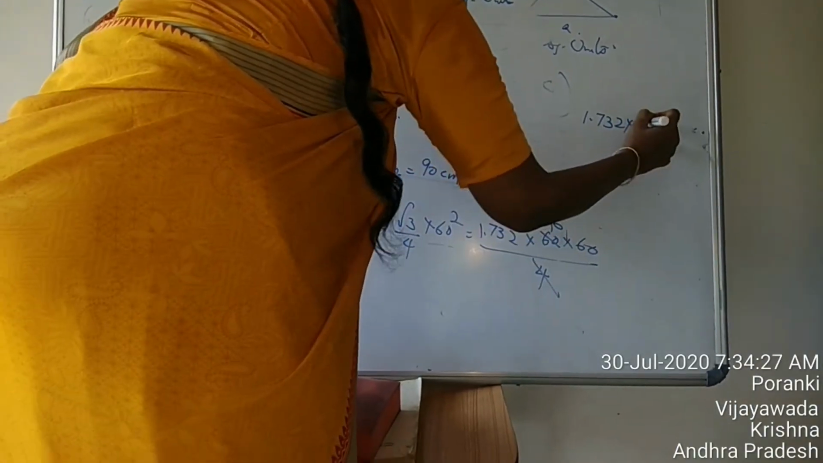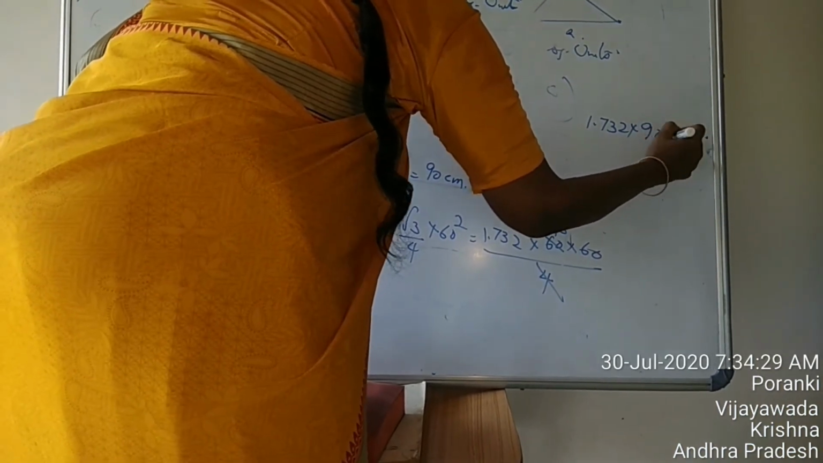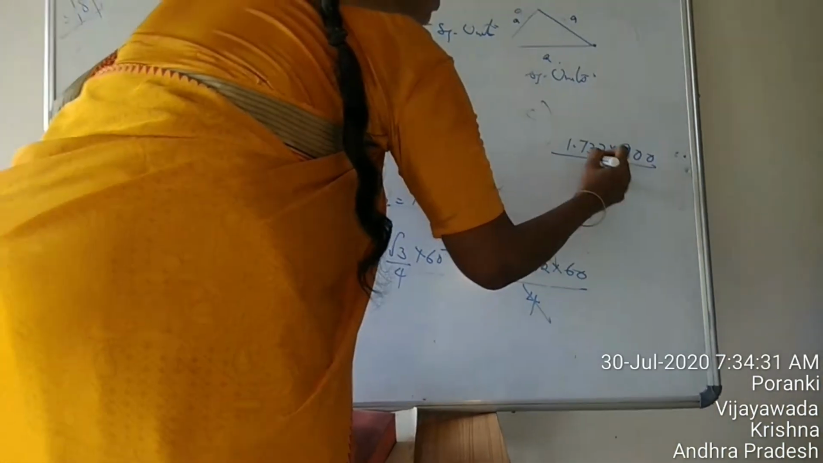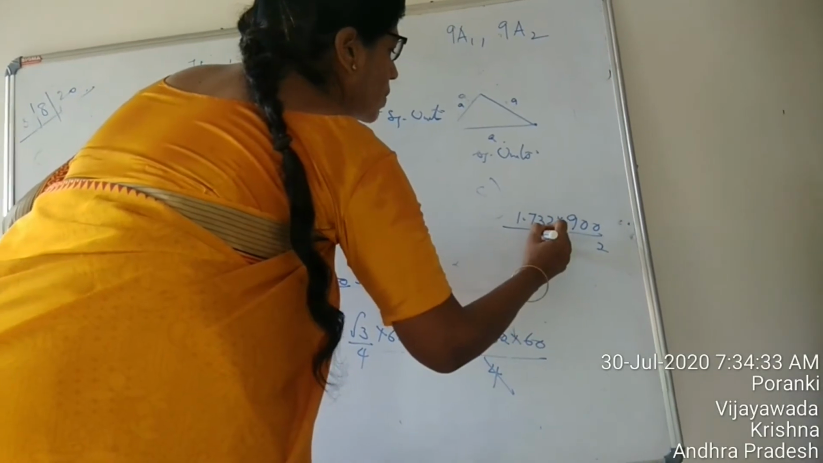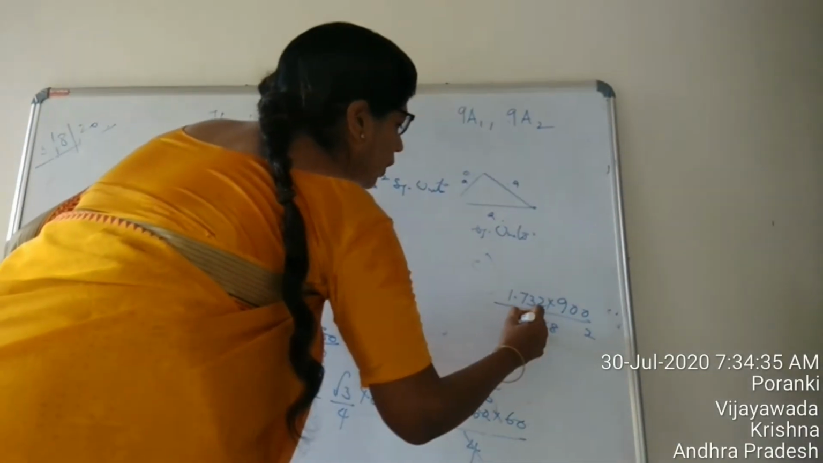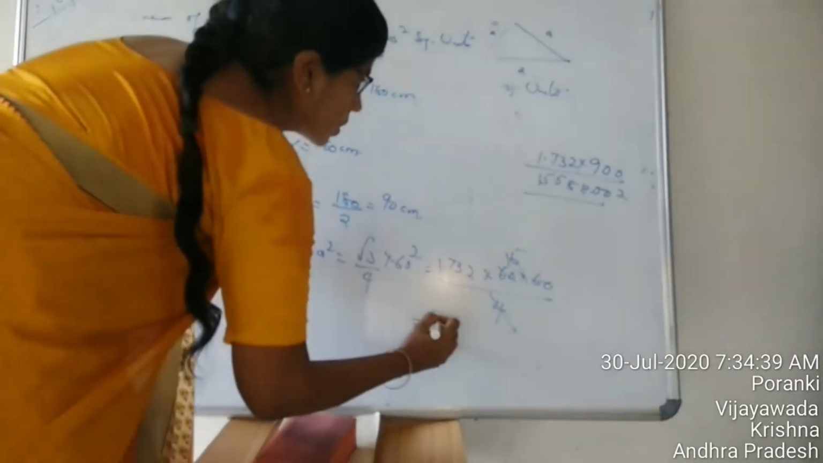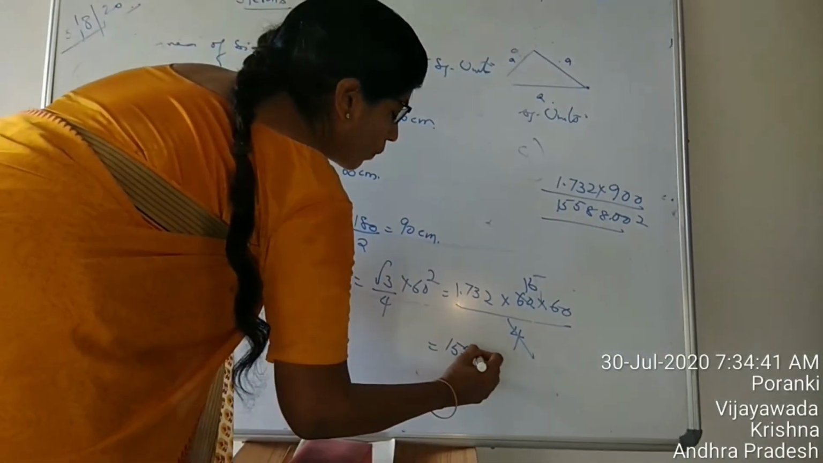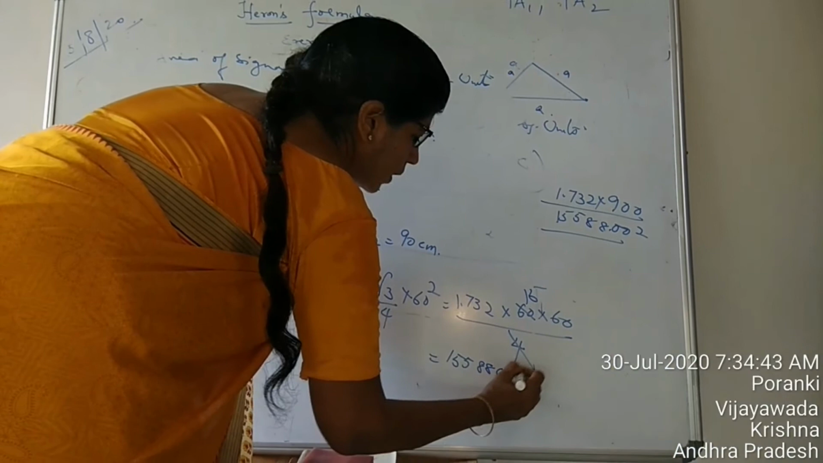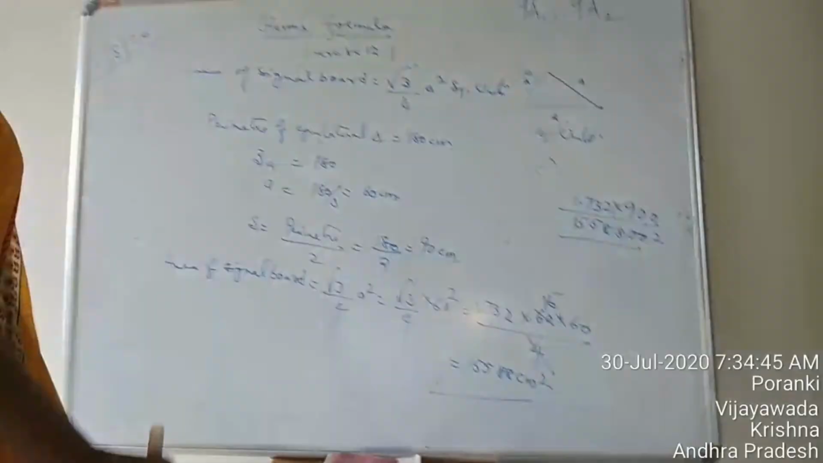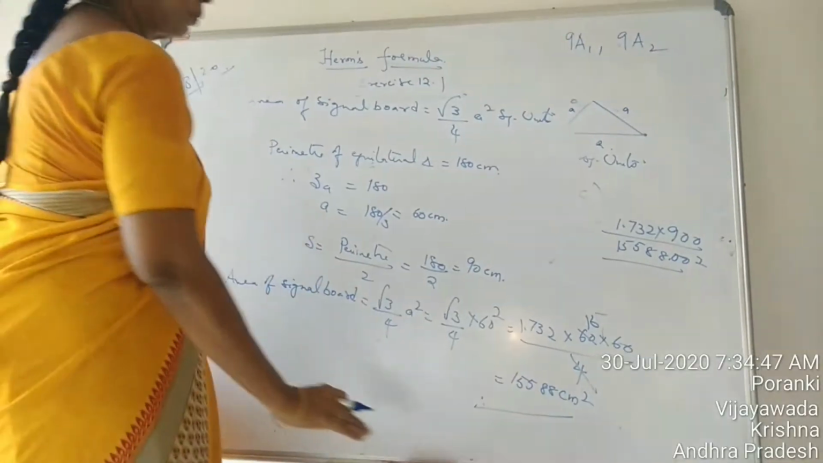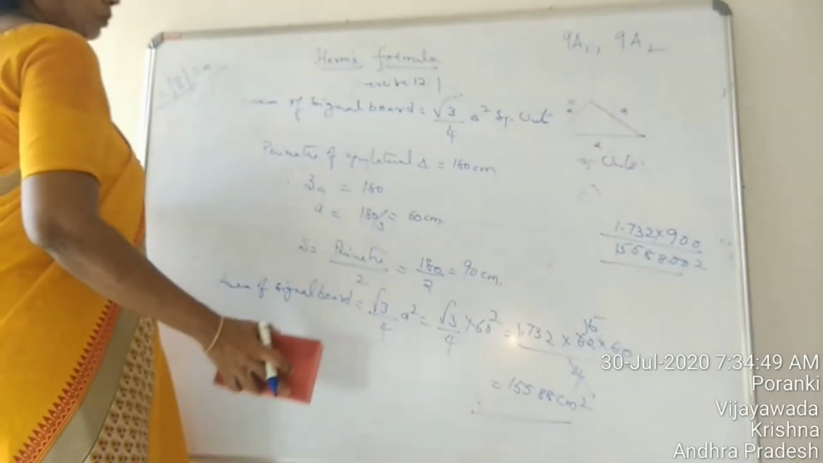Multiply, children. 1.732 into 900. 9 twos are 18, 28, 65, 15. Add two zeros. Put the point, that is equal to 1558.8 centimeters square is the area of the signal board.